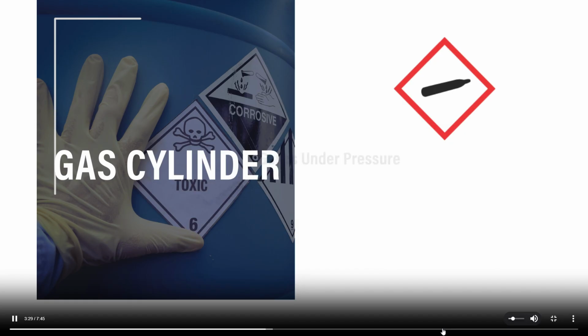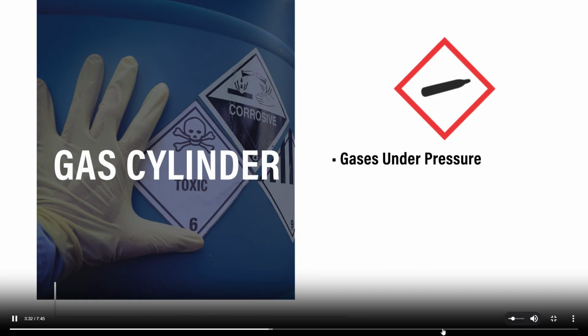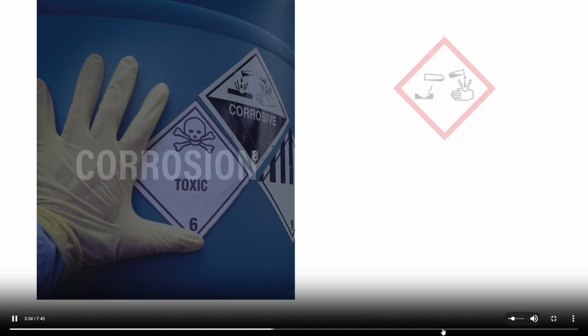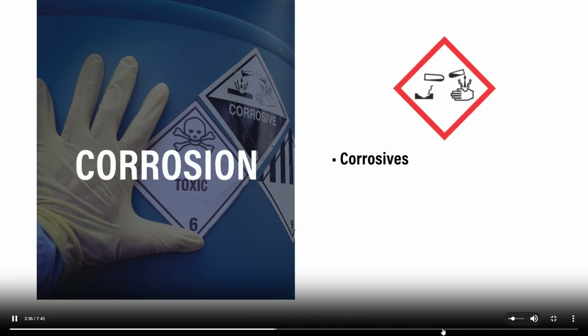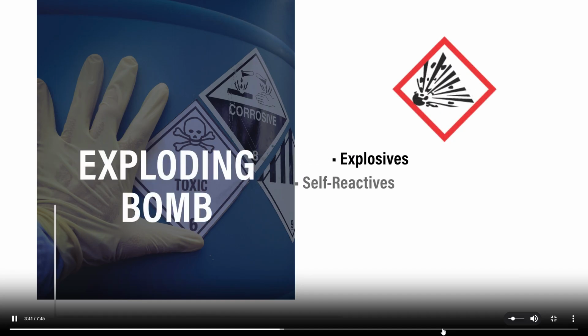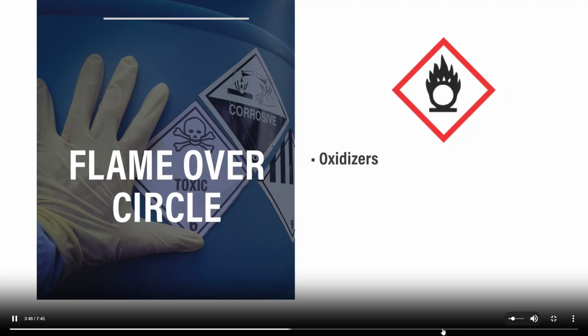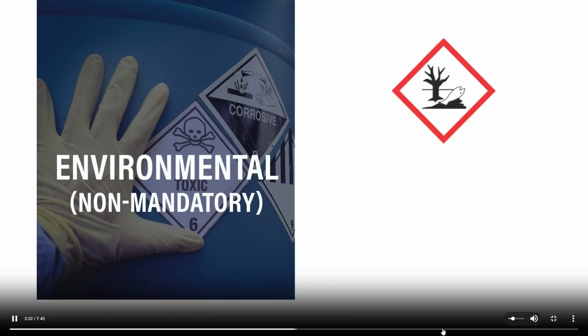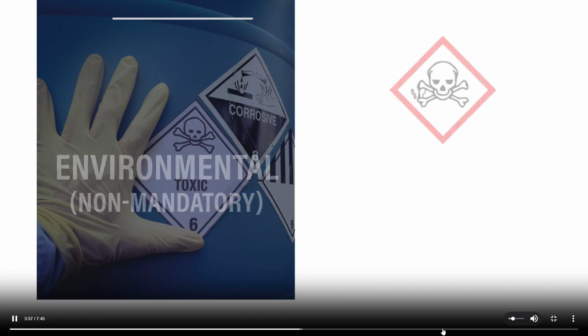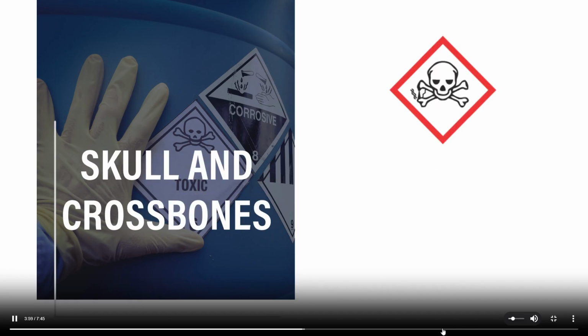The gas cylinder pictogram signifies gases under pressure. The corrosion pictogram indicates corrosives. The exploding bomb pictogram indicates explosives, self-reactives, and organic peroxides. The flame over the circle pictogram signifies oxidizers. The environmental pictogram, which is non-mandatory, would indicate aquatic toxicity. The skull and crossbones pictogram indicates acute toxicity, severe.